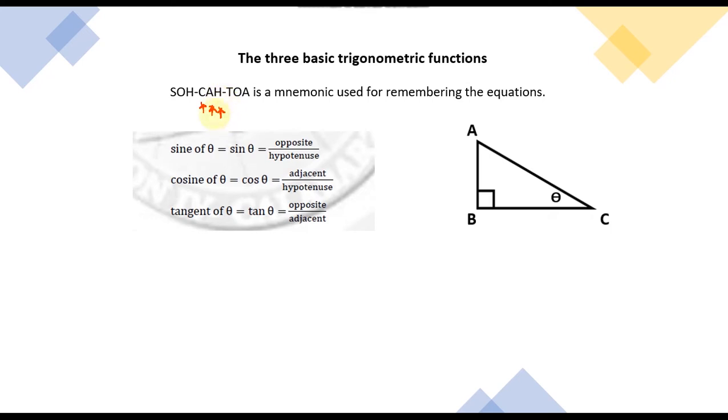Lastly is TOA. For TOA, we have T, which stands for the last function, tangent of theta. Tangent theta equals O for opposite side all over A for the adjacent side. This will be your formula. So I hope you can easily remember the formulas using this mnemonic, SOH CAH TOA. These are the three basic trigonometric functions.